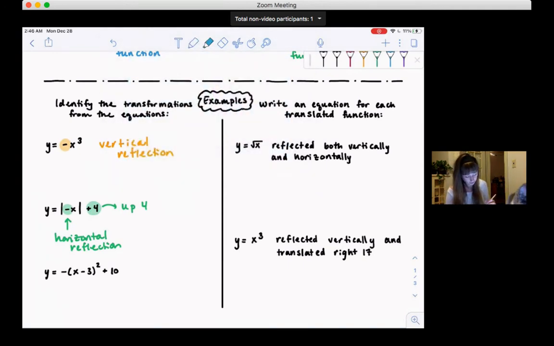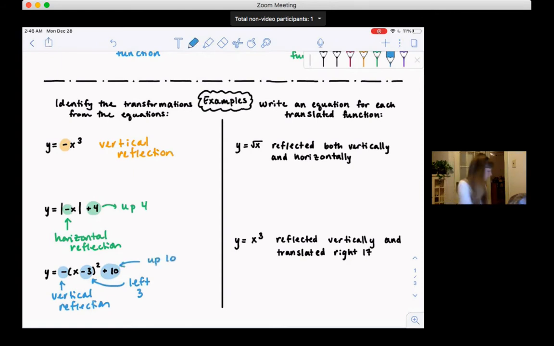Okay, last one, we actually have a lot here. We have a negative outside. So we learned in this lesson that a negative outside is a vertical reflection. Then inside the function, we have -3. So inside and minus takes us to the left. So we're going left 3. And then outside the function, we have a +10. That takes us up 10. So this one had 1 reflection and 2 translations.